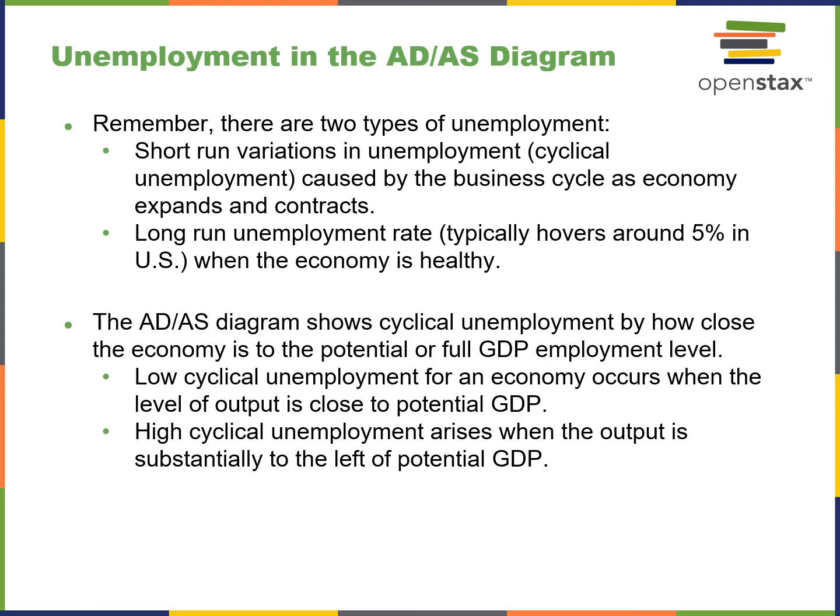There are two types of unemployment. The short-run variation, cyclical, is caused by the business cycle as an economy expands or contracts. Long run typically hovers around when the economy is healthy. So the 5% number once again comes up as full employment. The ADAS diagram shows cyclical unemployment by how close the economy is to the potential or full employment GDP level. Low cyclical unemployment for an economy occurs when the level of output is close to the potential GDP. High cyclical unemployment is when it's to the left of it.